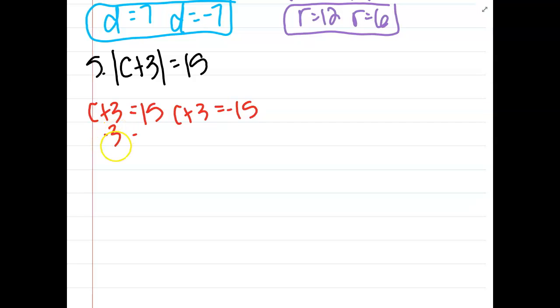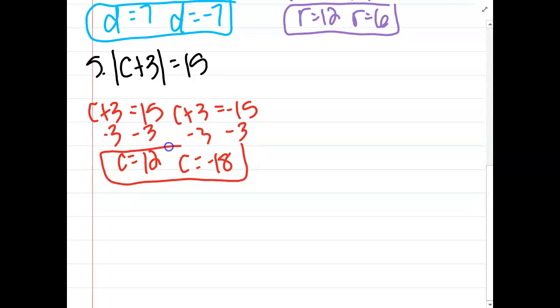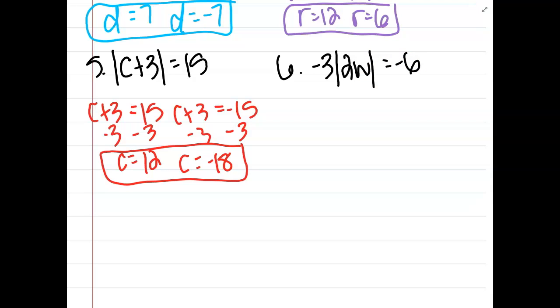And then if I were to solve each of these, subtract 3, we get 12. Let's try that again. Subtract 3 over here, and we get negative 18. Not very good at writing today. So 12 and negative 18 would be your answers. Now what if I have something that looks like this? What if I have negative 3 times the absolute value of 2w equals negative 6?